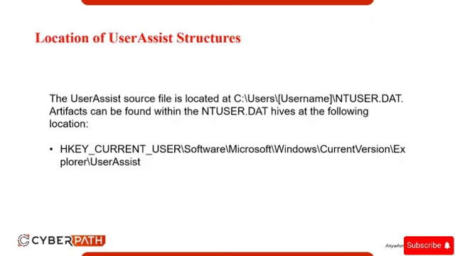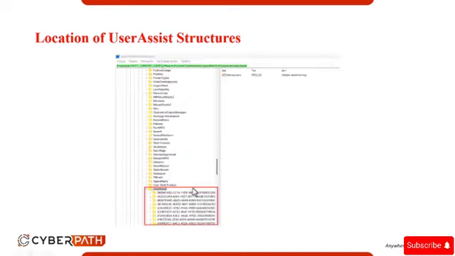Location of UserAssist structures. The UserAssist source file is located at C:\Users\your username\ntuser.dat. Artifacts can be found within the ntuser.dat hives at the following location: HKCU\Software\Microsoft\Windows\CurrentVersion\Explorer\UserAssist. Here you can see the key, UserAssist, and the subkeys in the regedit.